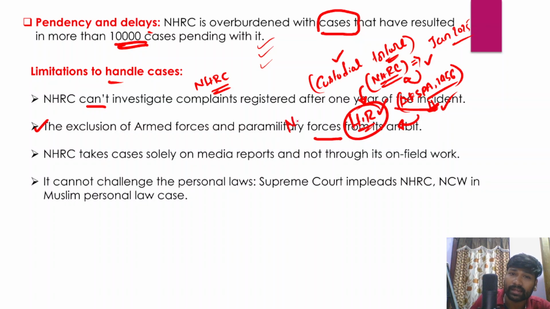But on the other hand, the National Human Rights Commission has been excluded from the ambit of armed forces and also the paramilitary forces. So therefore NHRC could not take any strict or stringent action against the armed forces or paramilitary forces. So this is also another major serious limitation.